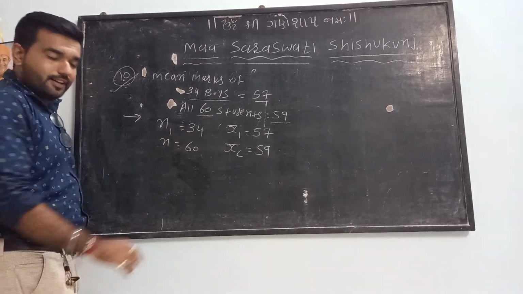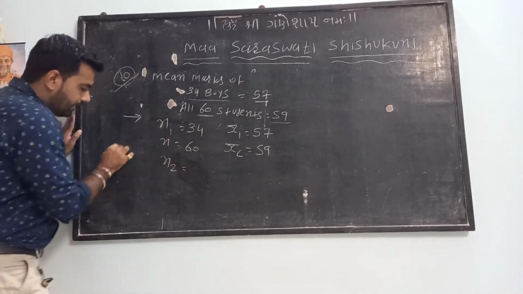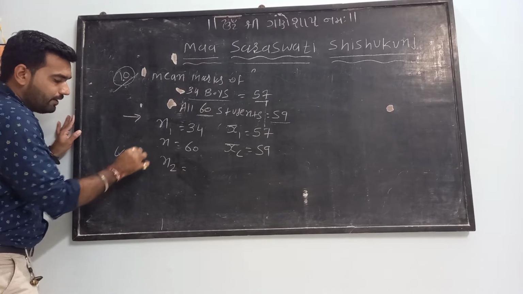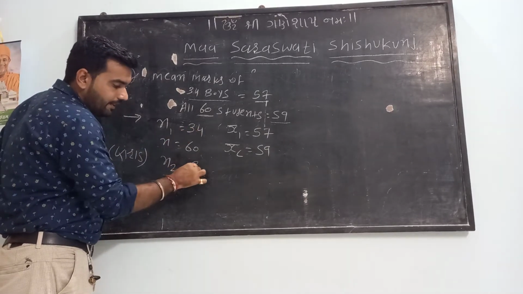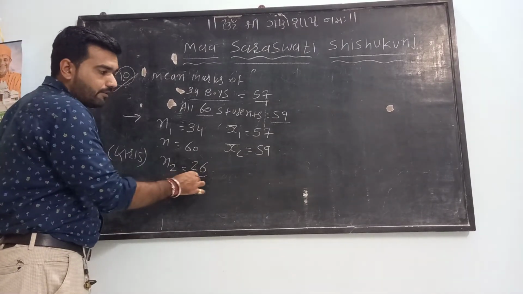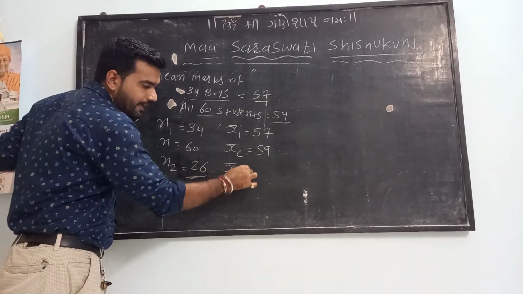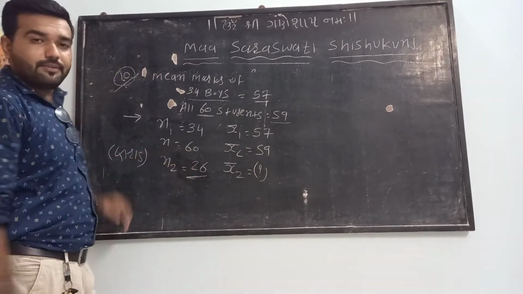So the remaining are girls, so girls are n2. Here the number of girls means n2, so total 60 minus 34, the answer is 26. So here n2 is equal to 26, and we have to find x bar 2, the mean marks of the girls.